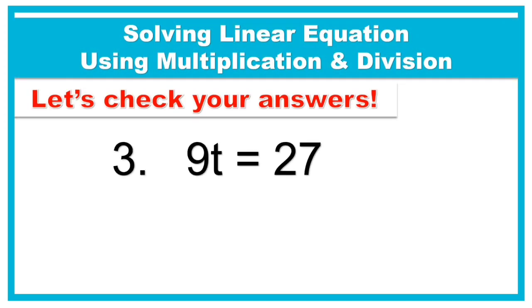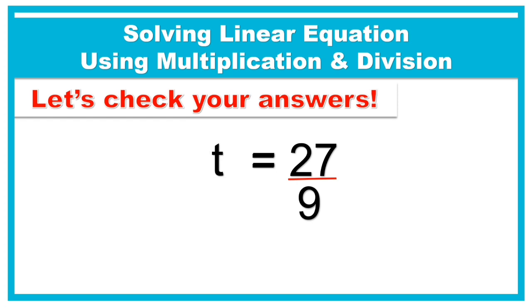Let's check your answer to number 3. 9t equals 27. Our first goal, again, is to isolate the variable t. How are we going to isolate the variable t? By dividing 9 on both sides. That cancels 9, leaving us t isolated. Just bring down t, the equal sign, and the answer to 27 divided by 9, which is 3. You got it!